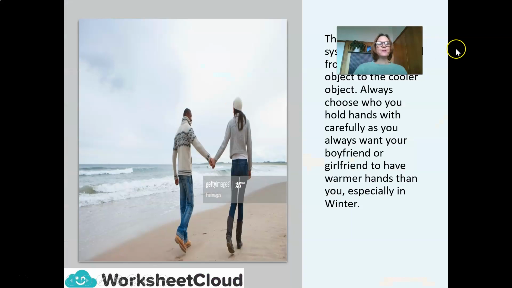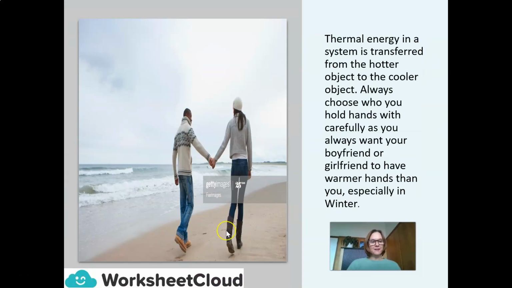Okay. So I love using this as an example, and everyone always giggles, and this is for when you get older. But thermal energy in a system is transferred always from the hotter object to the cooler object, grade 7s. So always choose who you hold hands with carefully, as you always want your boyfriend or girlfriend to have warmer hands than you, especially in winter, because then they transfer their warm heat from their hands to you, and you basically suck up all their heat energy and you stay nice and warm and toasty, and they actually then equalize to the same temperature as you. But we will go into more detail with that later on.